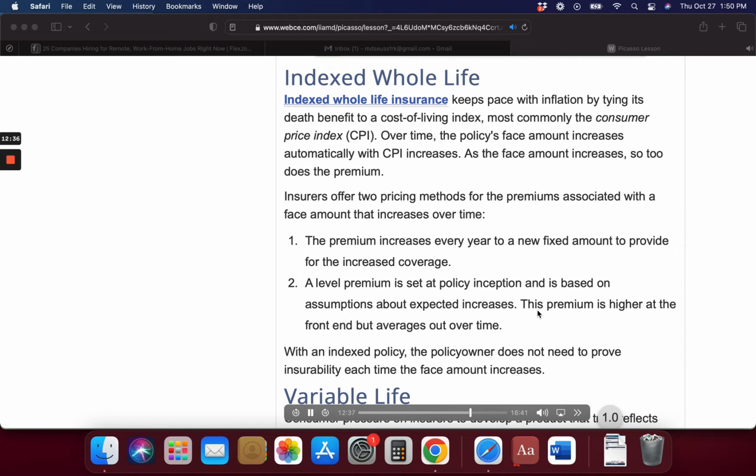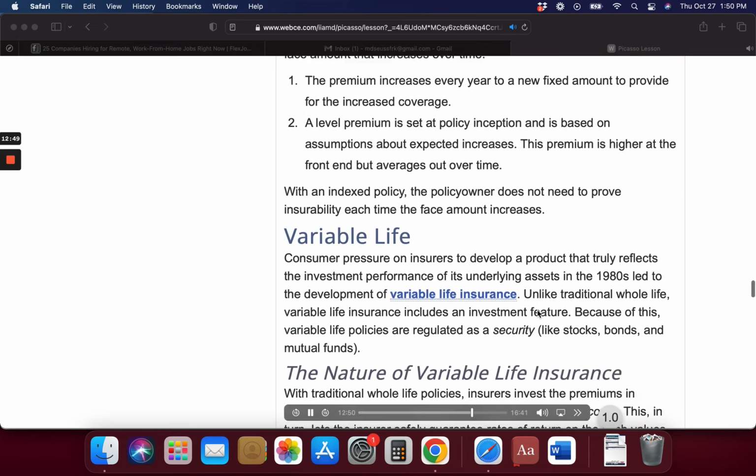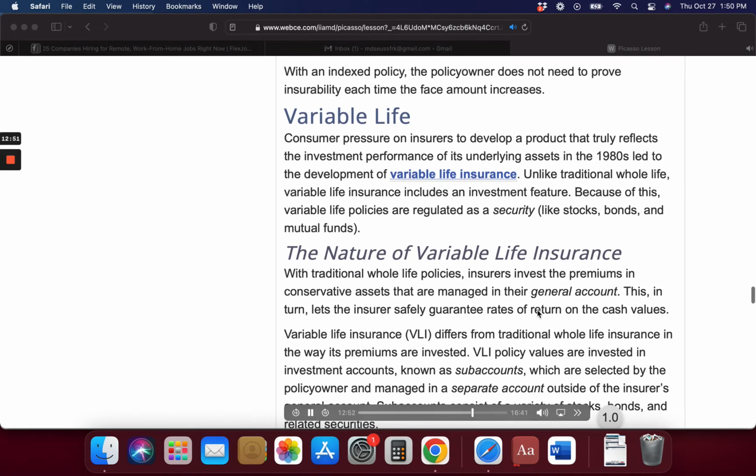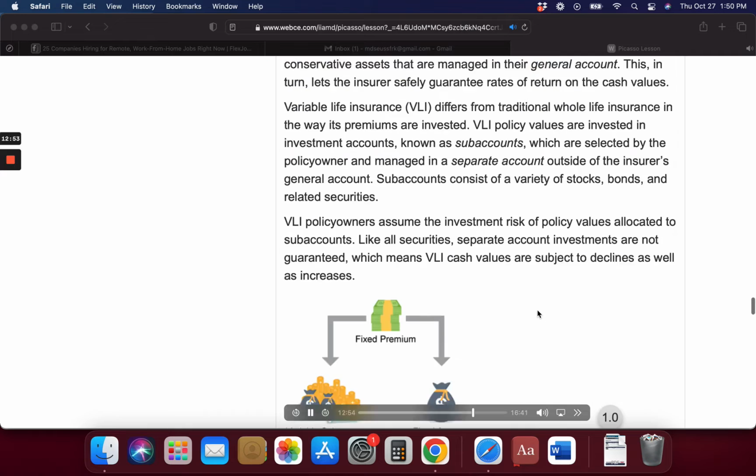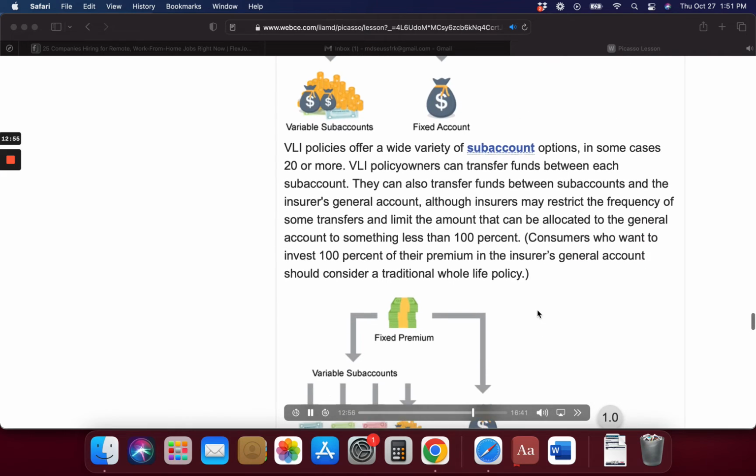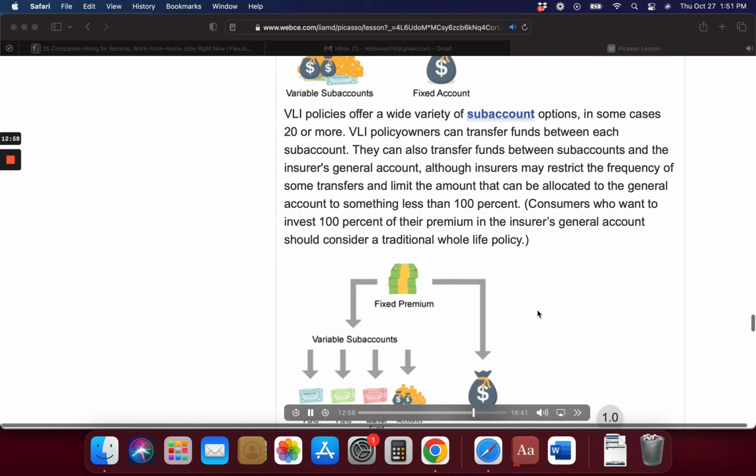Fixed premium and guaranteed death benefit. Like traditional whole life, variable life requires a fixed premium on a scheduled basis. It also guarantees a minimum death benefit. However, unlike traditional whole life, there is a possibility that the death benefit will increase above the guaranteed face amount. It all depends on the investment performance of the subaccount selected by the VLI policy owner.